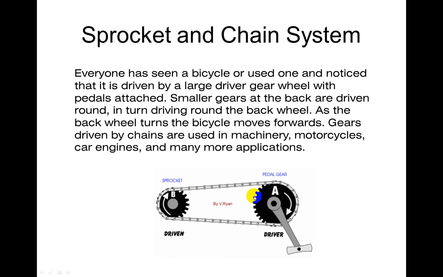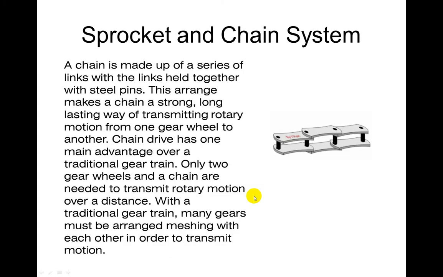Everyone has seen a bicycle or used one and noticed that it is driven by a large driver gear wheel that the pedals are attached to. Smaller gears at the back are driven round, in turn driving round the back wheel. As the back wheel turns, the bicycle moves forward. Gears driven by chains are used in machinery, motorcycles, car engines, and many more applications.